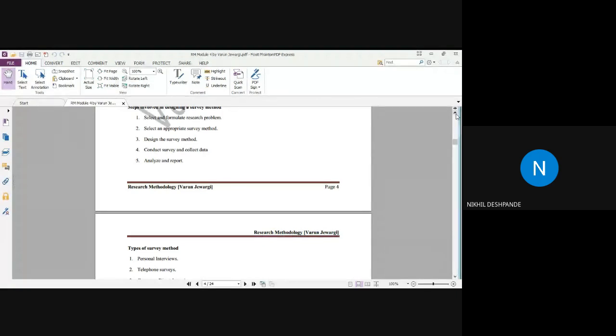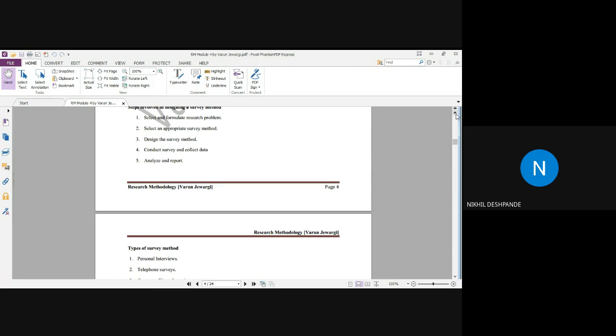Sir, why are people not purchasing Nokia phones? Here the researcher needs to conduct a survey, sir. Yes, the problem is people are not buying a Nokia phone. Yes, first point is right. Next, he needs to select a survey method. Which method would be good?